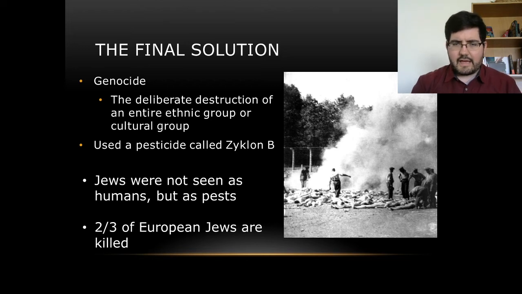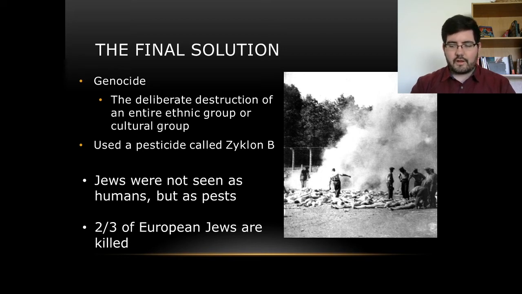And then finally we have the Final Solution. This is where there's actual genocide happening. Genocide is the deliberate destruction of an entire ethnic group or a cultural group. And a lot of what was used to carry this out was a pesticide called Zyklon B. Jews were seen not as humans, but as pests to be destroyed.